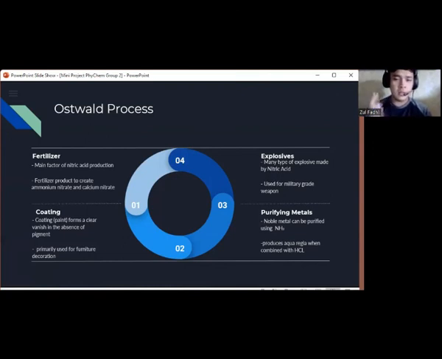Besides, noble metals like platinum, gold, and silver can be purified and cleaned using nitric acid. When combined with HCl, which is hydrochloric acid, it produces aqua regia, which can dissolve gold and platinum. Last but not least, nitric acid can also make many different types of explosives that can be used by the military in grenades and weapons.